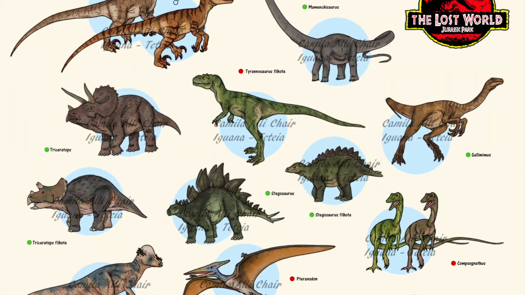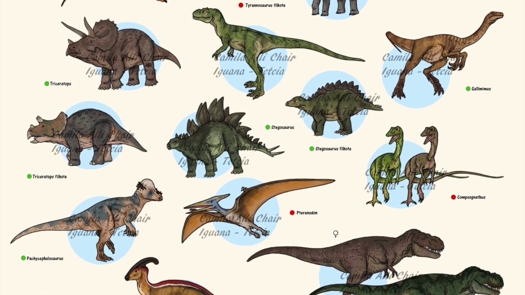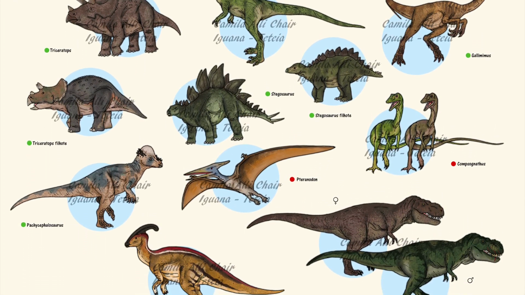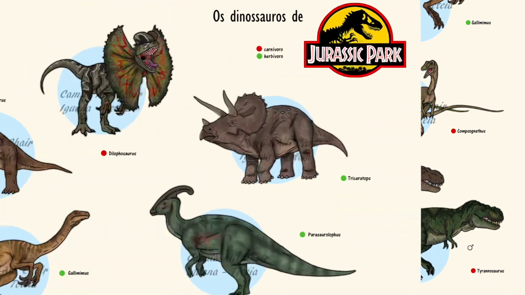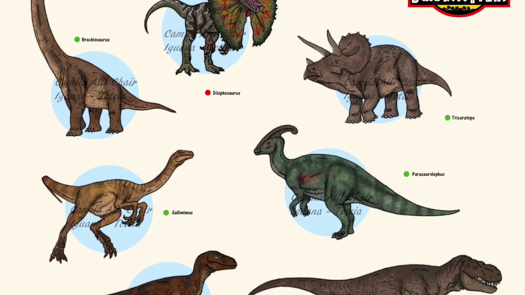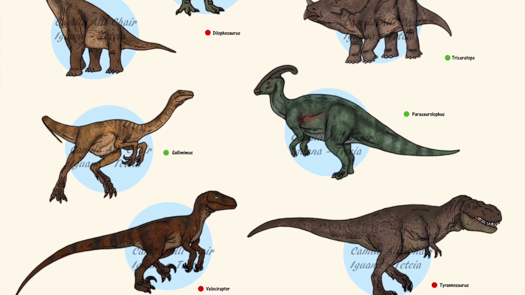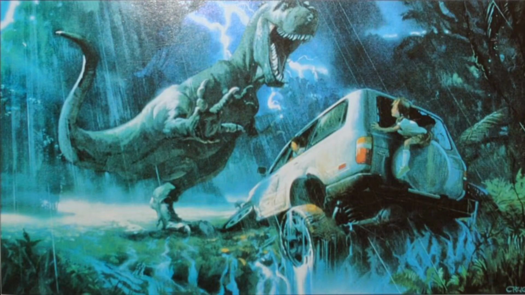Also, as far as other characterizations go, Donald Gennaro, the lawyer, is actually a lot more heroic in the novel. He does more good deeds. A lot of what he does badly in the movie, like being wimpy and cowardly and kind of mean, was actually based on a character in the novel named Ed Regis, who was a park relations manager. Oh, wow. Yeah, Regis doesn't appear in the movie.